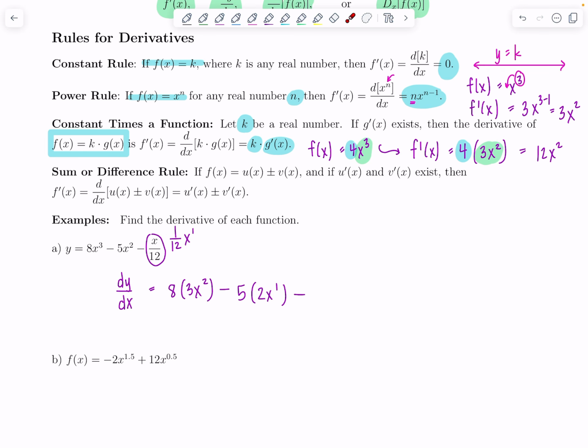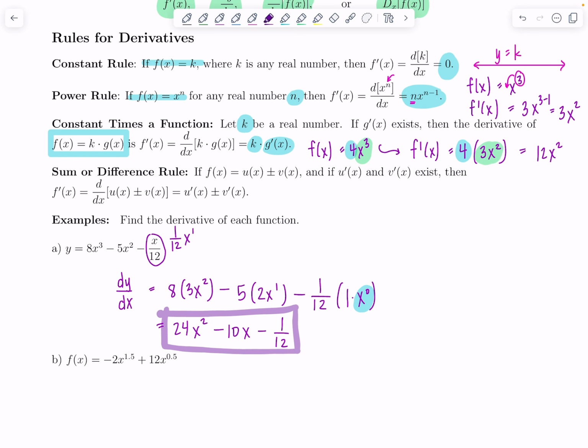Minus, and then leave the 1/12, that constant's just hanging out. And then you have x to the first power. So you bring that exponent down in the front. So 1 times x to the 0. Okay, how are we doing up to here? Good. Now let's just clean up everything. So this will be 24x squared minus 10x minus, now look at this, x to the 0 is just 1. So then I have negative 1/12 times 1, so just minus 1/12. And that's our final answer.